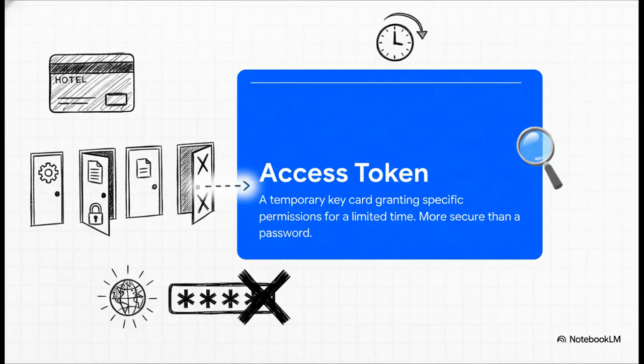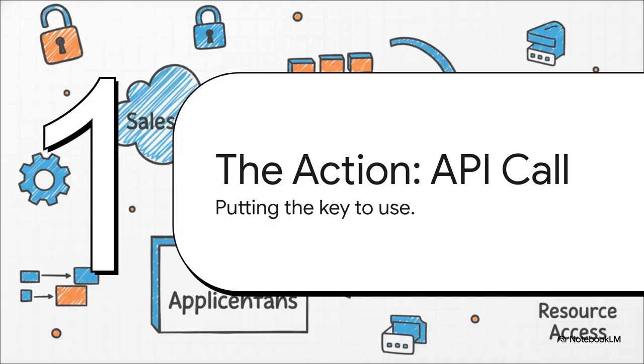Think of this access token like a keycard for a hotel room. It only works for a short amount of time, and it only opens specific doors, or in this case, grants specific permissions. This is so much more secure than blasting your main password over the internet every single time you need to do something. So, our application has proven who it is, and it's got its temporary key, the access token. Now it's finally time to put that key to use and get the job done.